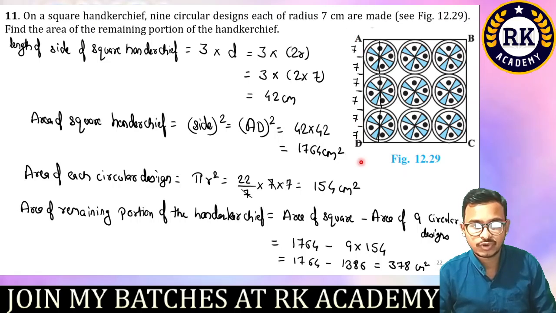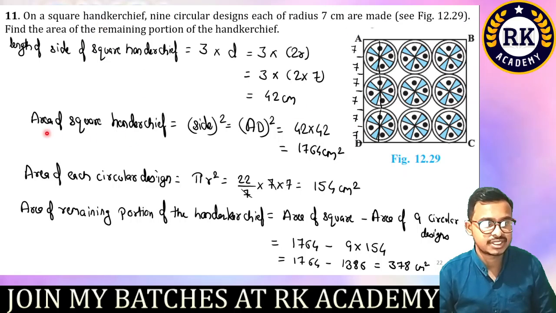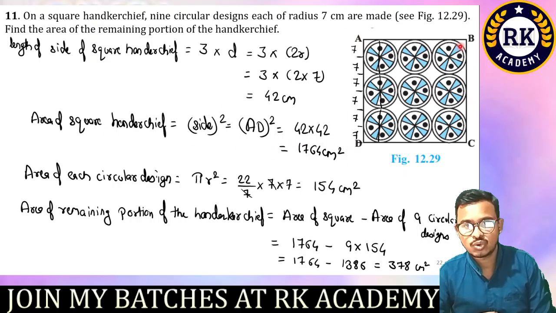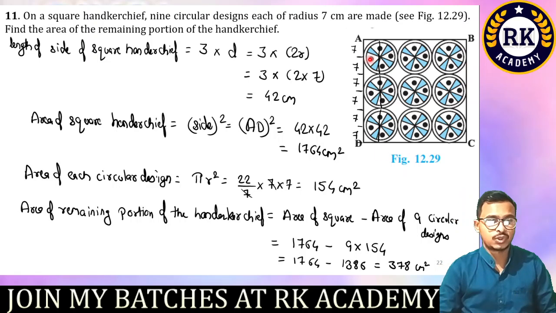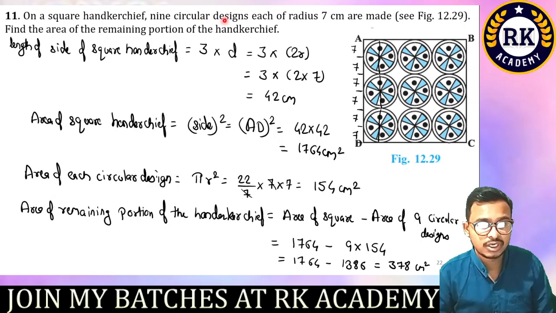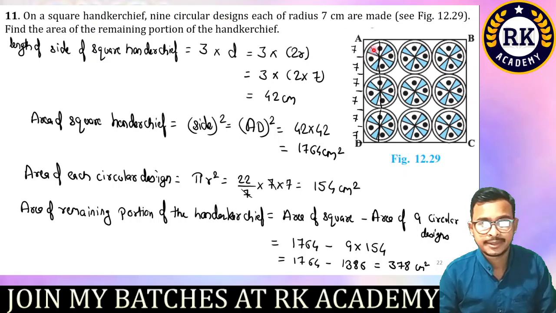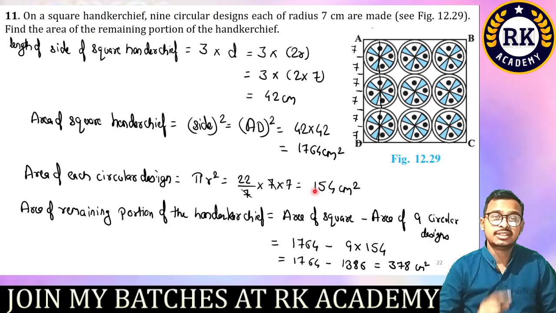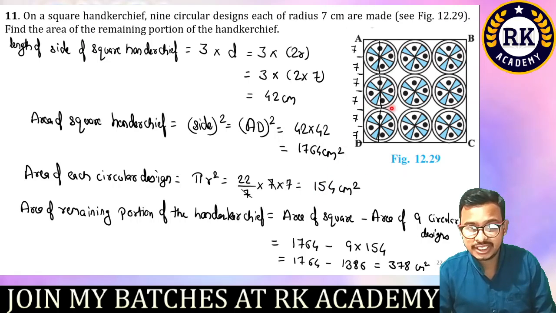Now AD, if it is 42, because it is a square figure, the area of the square will be side into side. So 42 into 42, the area of the whole square figure is 1764. That means this whole area is 1764. From it we have to remove the region of each circle, because 9 circular designs are represented in it. So let us find the area of each circular design, that is pi r square, 154 centimeter square. This is the area of each circular design.